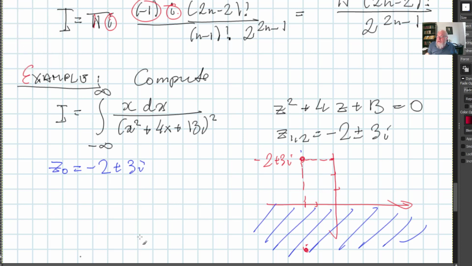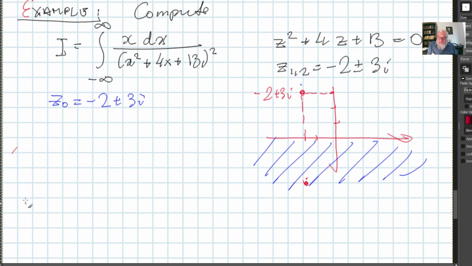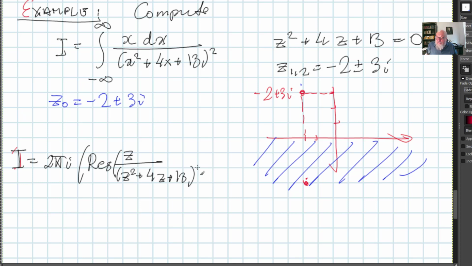And then, of course, you can rewrite the integral using this formula. So let me write it down. This integral is equal to 2 pi i times the residue. Just write the formula, you don't need to derive it. And then x is z, so this will be z over (z squared plus 4z plus 13) squared, at the point minus 2 plus 3i.